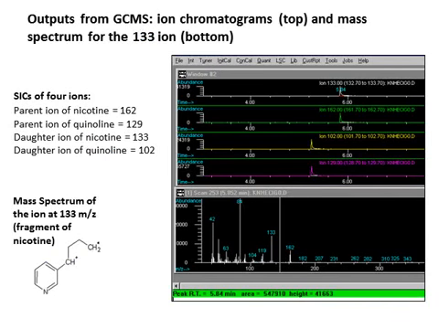Shown on this slide is a screenshot of the ion chromatograms for the 4 ions of interest in the upper panel. In the lower panel, we can see the mass spectrum for the 133 peak, which is a fragment of nicotine. Integrating the peak in the white trace at the top gives us a peak area and height information, which you can see in the green box at the bottom of the page.